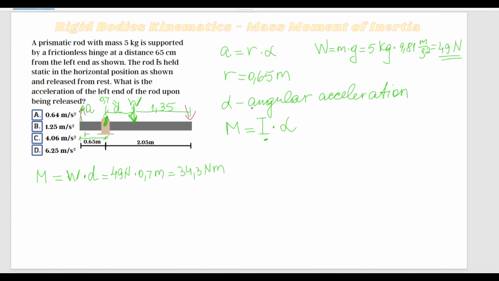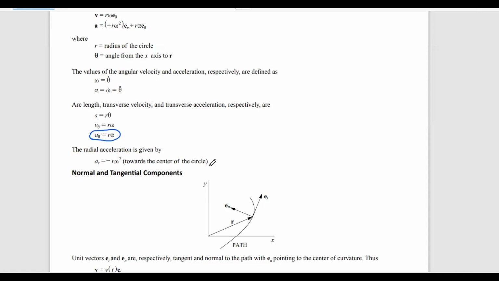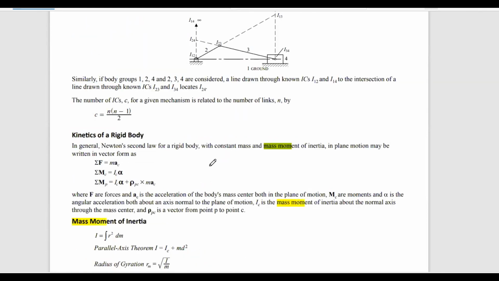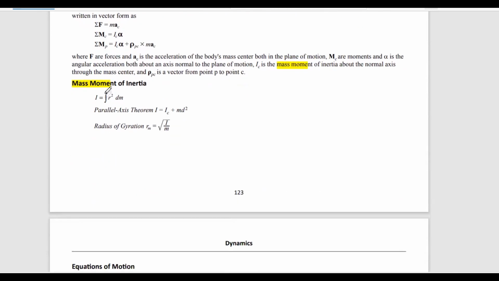Let's try and calculate the mass moment of inertia. Luckily, you don't have to memorize them, because in the FE handbook you are provided with formulas for the regular shapes. So for the mass moment of inertia for this rod about this hinge, let's go to the FE handbook and look for the formula. You can just do a search: mass moment of inertia, and it's going to lead you to this formula over here. This is the formula we're going to use.